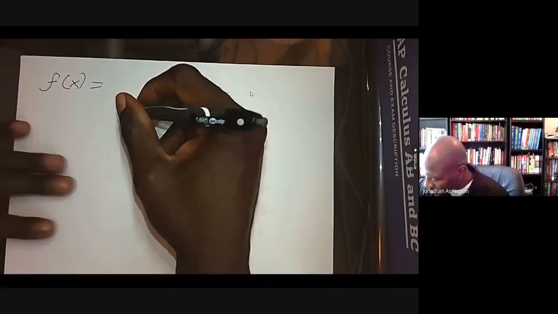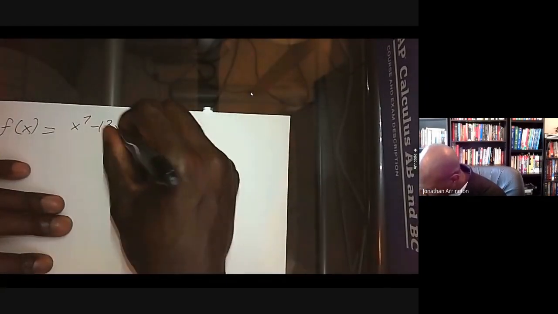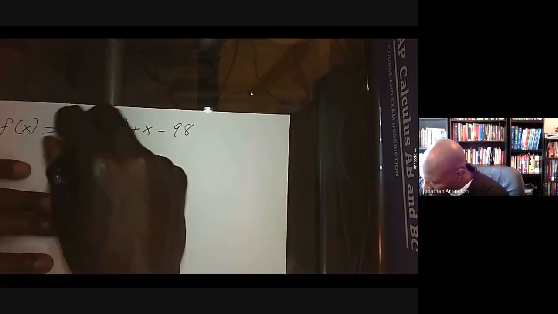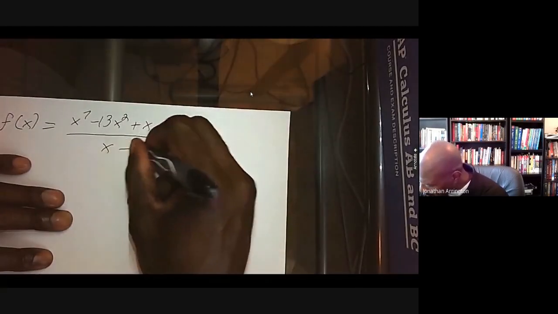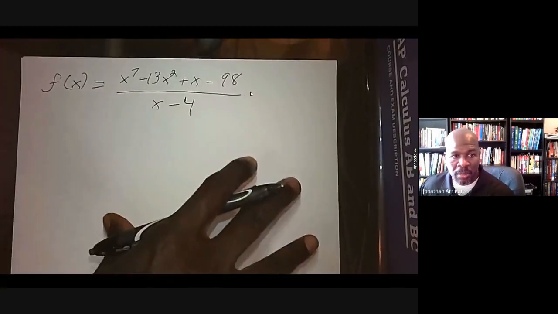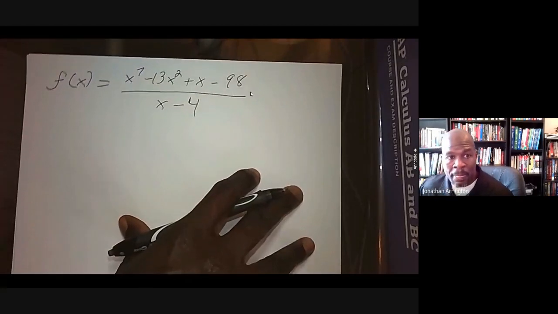So let's look at an example. So I have some function here, a very simple function. I don't have to make these functions very extravagant. So let's say the function is f of x is, say, x to the 7th minus 13x squared plus x minus 98 all over x minus 4. All right, so I want to find a domain of this particular function.